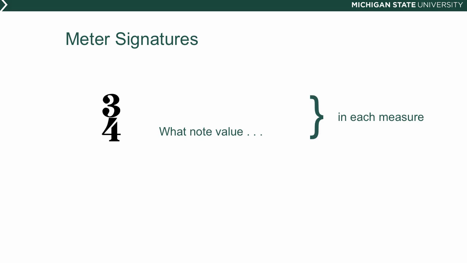In other words, the bottom number tells us the type of note: whole note, half note, quarter note, eighth note, 16th note, and so on. And the top number tells us how many of those must fit into each measure. It also suggests how to group notes, which we'll discuss later, but that isn't absolute. The number of notes in a measure is.